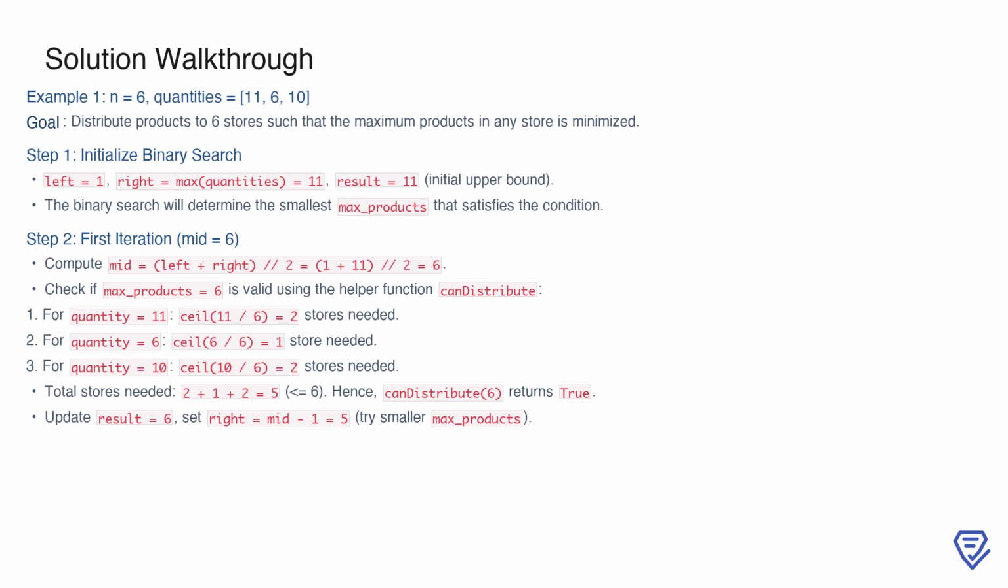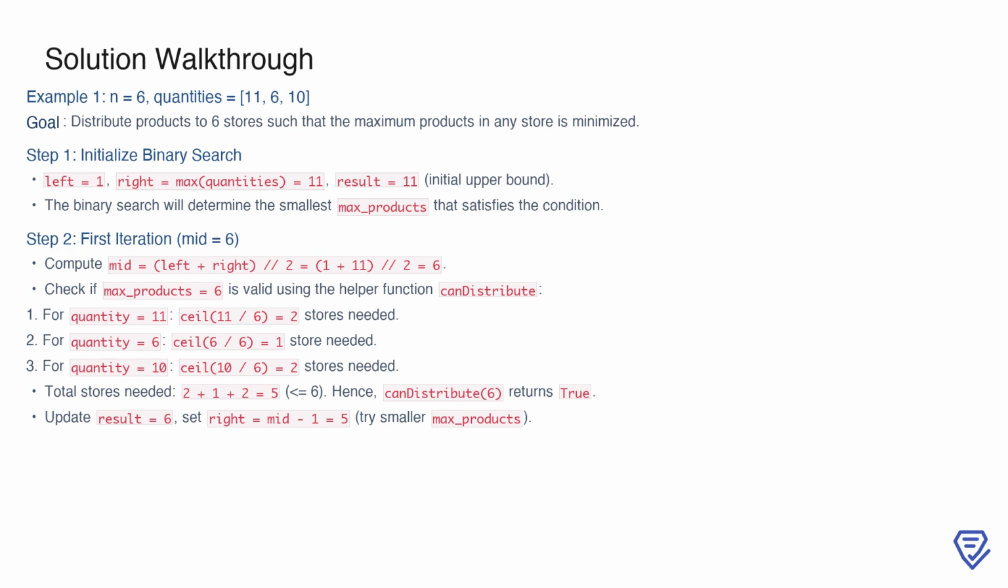In this example, we are tasked with distributing products to 6 stores, aiming to minimize the maximum number of products in any one store. To achieve this, we use a binary search approach. We start by initializing the search range with left set to 1 and right set to the largest value in the quantities array, which is 11. The result variable is also initialized to 11, serving as the initial upper bound for the minimized maximum.